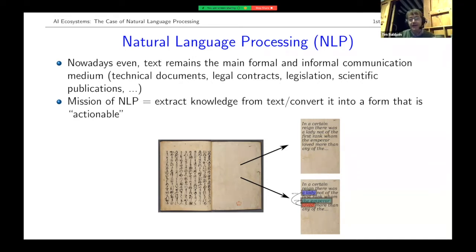So NLP is all about extracting knowledge from that text or converting it into a form that's actionable, whatever that means. As examples, coming back to our example of the Tale of Genji, it could be, in the top right here, machine translation, taking the original Japanese and translating it into English, or in the bottom right, something like dependency parsing or some form of information extraction, capturing the fact that in this opening sentence of the Tale of Genji, the emperor loved a lady. So surfacing the latent semantic structure of the text.